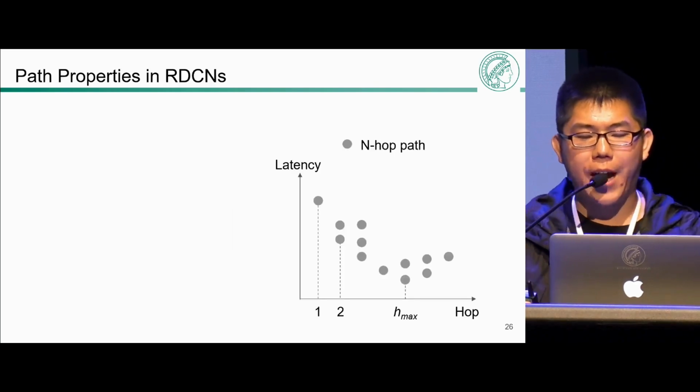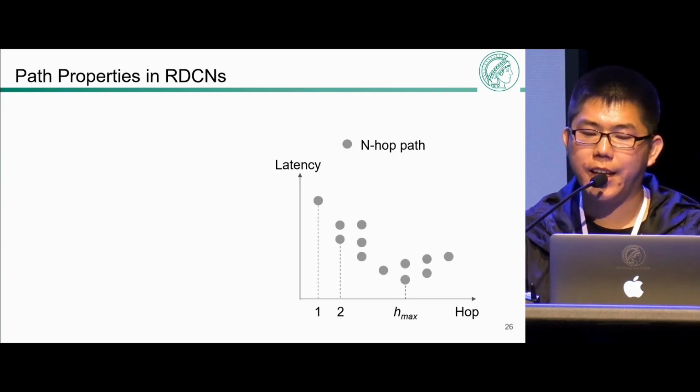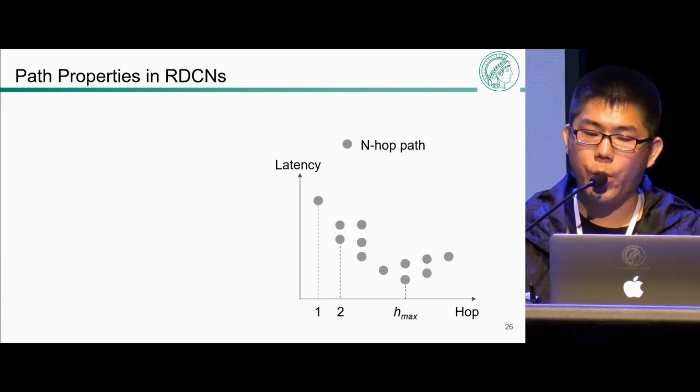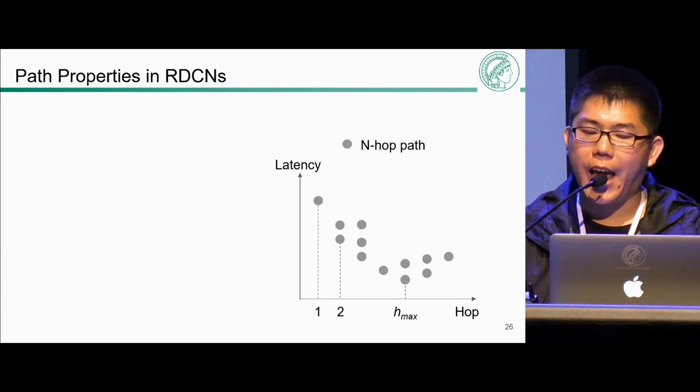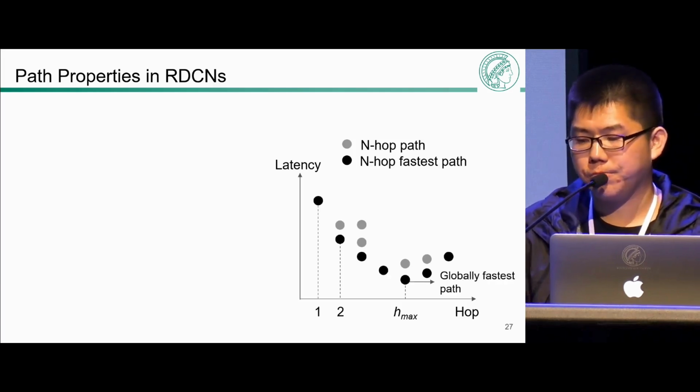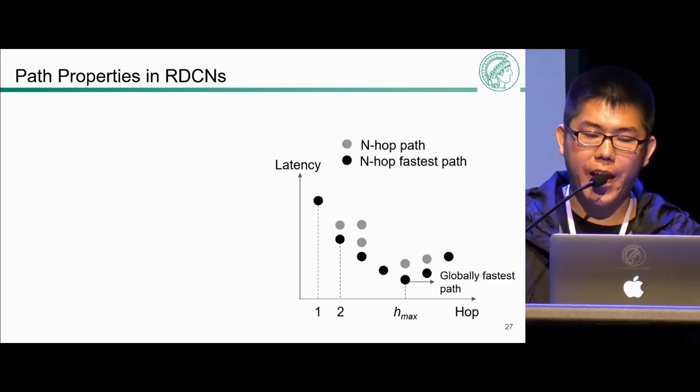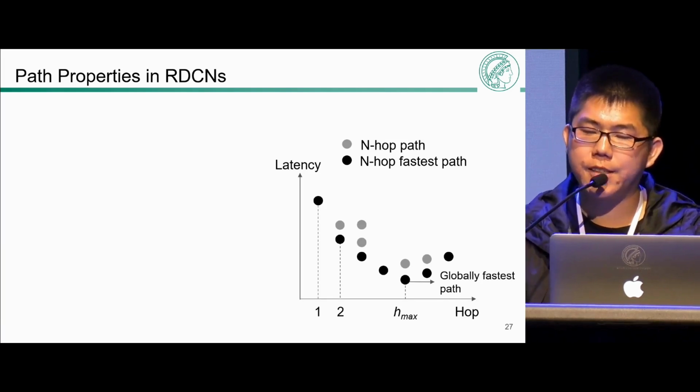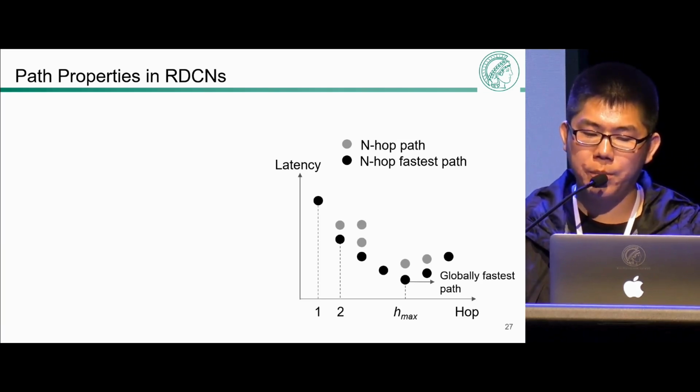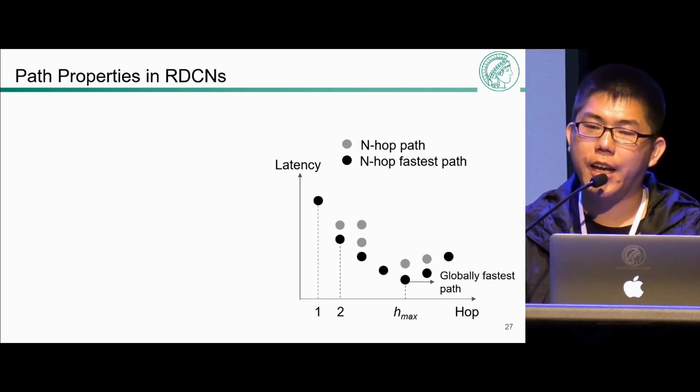Let's revisit the paths and their properties in RDCN. Here we list all possible paths between a ToR pair for a time slice. 1 dot represents 1 path. The x-axis is the hop count, and y is latency. For each hop count, the paths with the lowest latency are called n-hop fastest paths. And the globally fastest path is the one with the minimum latency, and its hop count is Hmax.